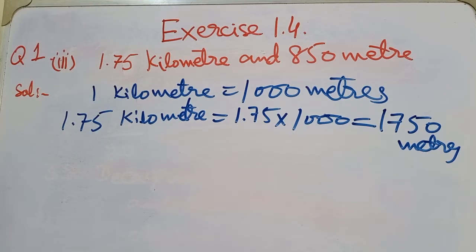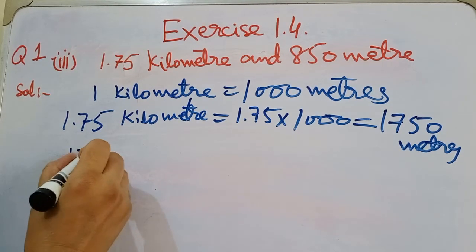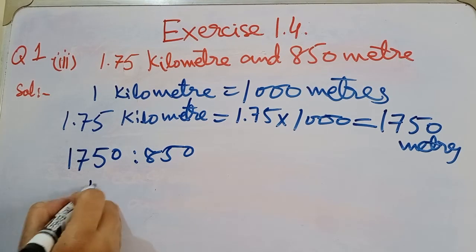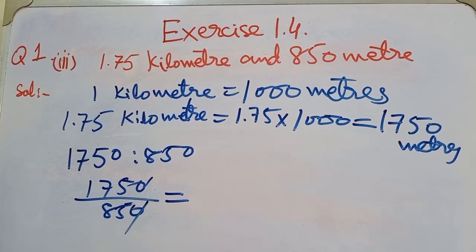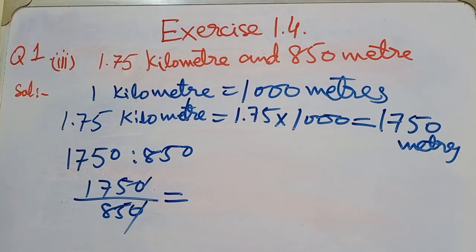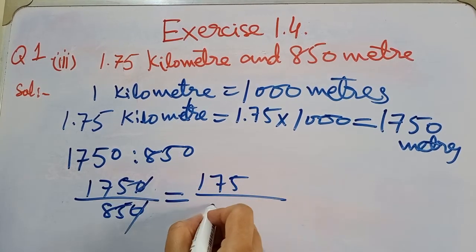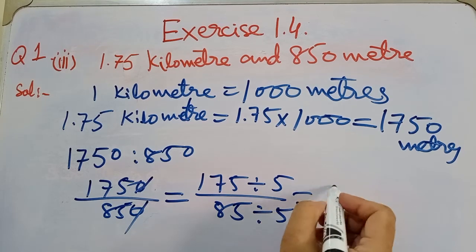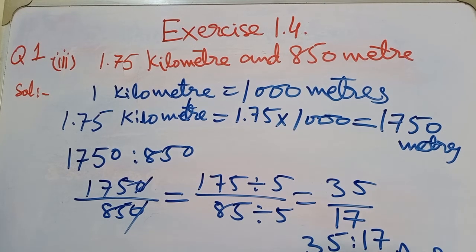Next we find their ratio, between 1750 and 850. We can write it as 1750 in 850. We cancel the 0 and simplify to the simplest form: 175 over 85, divided by 5 and divided by 5. We have 35 over 17, and we have the ratio of 35 and 17. This is our answer.